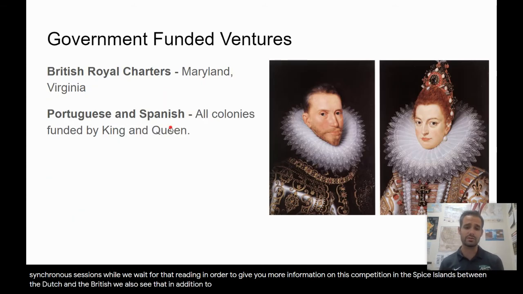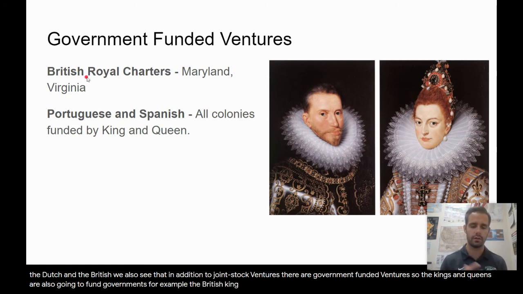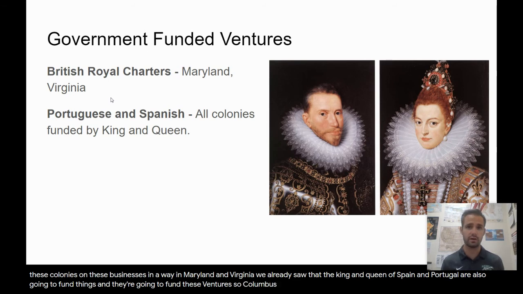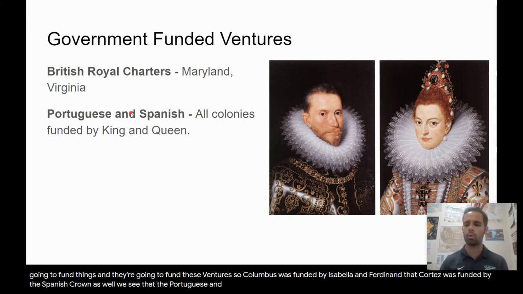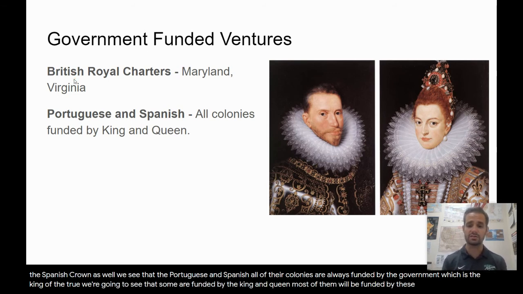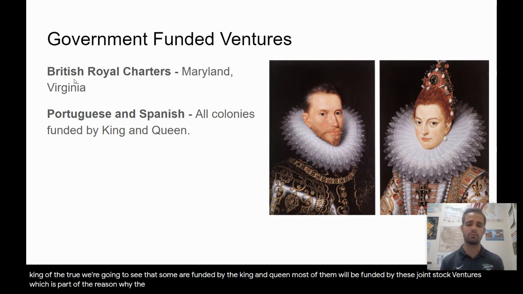We also see that in addition to joint stock ventures, there are government funded ventures. So the kings and queens are also going to fund governments. For example, the British royalty is going to have charters in Maryland and Virginia. So they are going to be the ones financing these colonies and these businesses in a way in Maryland and Virginia. We already saw that the king and queen of Spain and Portugal also fund these ventures. Columbus was funded by Isabella and Ferdinand. Cortez was funded by the Spanish crown as well. We see that the Portuguese and Spanish colonies are always funded by the government, which is the king and the queen. For the British, that's not true. Some are funded by the king and queen, but most will be funded by these joint stock ventures, which is part of the reason why the Industrial Revolution first begins in Britain. But we'll discuss that more in Unit 5.